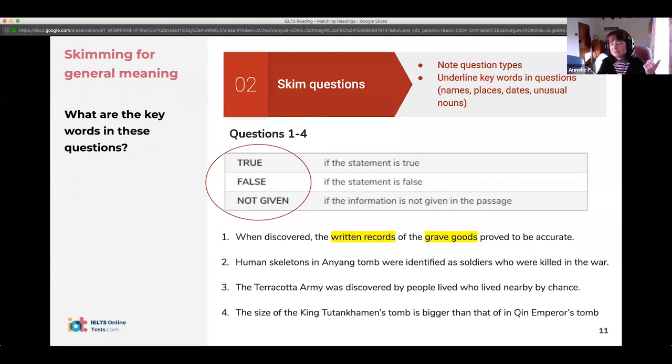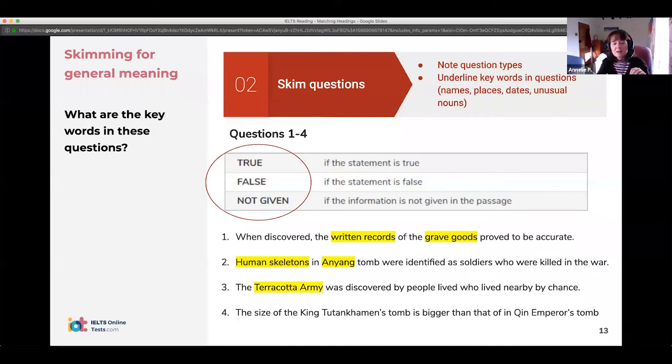Second one. Okay, very good. Yeah, exactly. An Yang, because that's a name, so that's going to be easy to find. And yes, I think you're right there. Also, human skeletons. Unlikely that skeleton is going to be written in a different way. You know, it's very specific. Okay. Possibly killed in war. I think that could also be one, but these are going to help you find it in there.